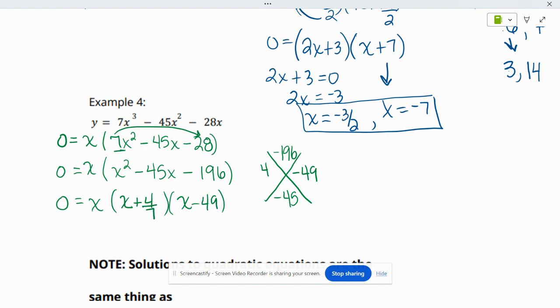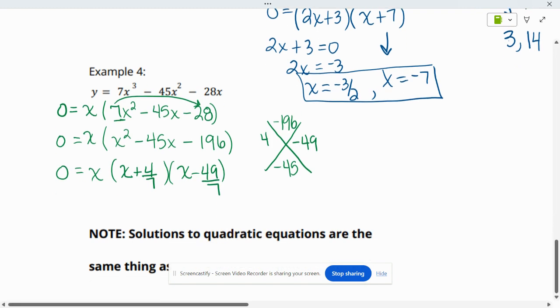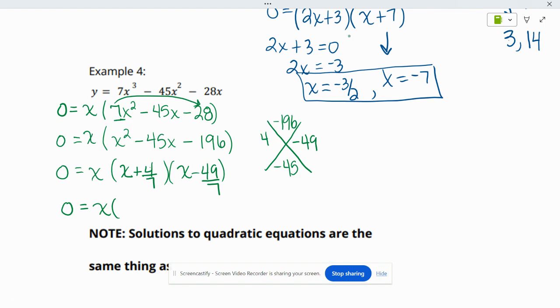So these two factors have to be divided by 7. So my final answer, like factor wise, is x times, well, does 7 divide 4 nicely? No, so put it back out front. 7x plus 4 times, does 7 divide 49 nicely? Yes, x minus 7.